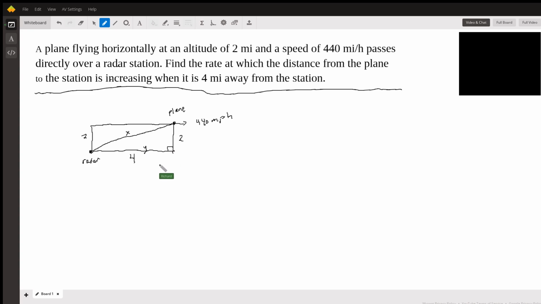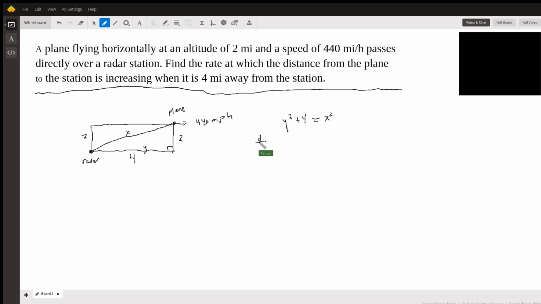And you can see that you have a right triangle here. So we'll just consider this right triangle now. We'll just use the Pythagorean theorem. So y squared plus 4 squared is going to be x squared. Now, y is varying with time, and x is varying with time. So what we're going to do is differentiate this with respect to time.